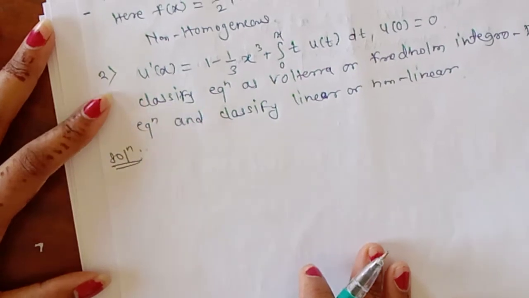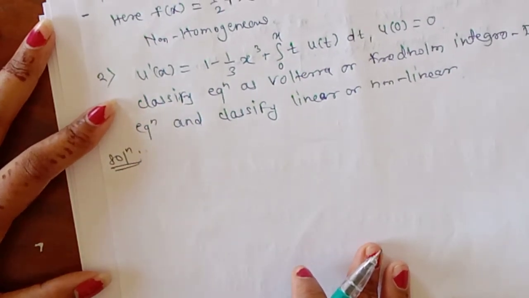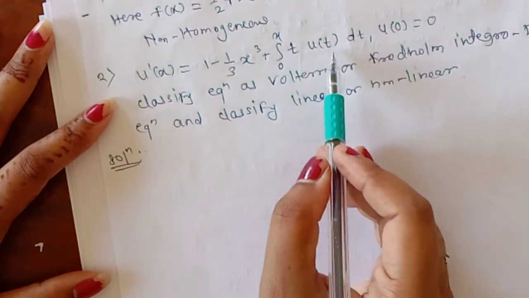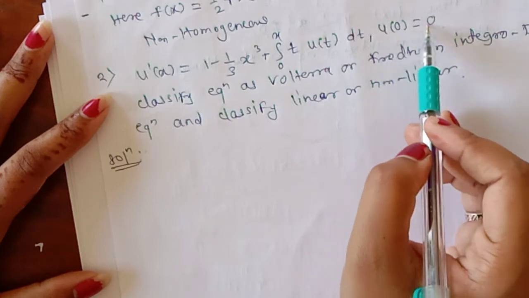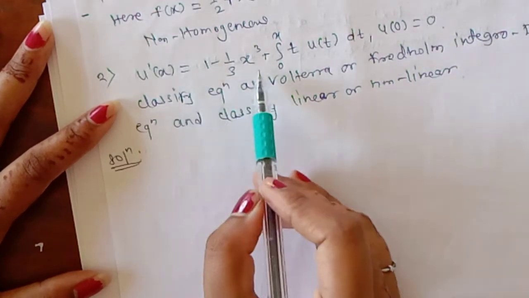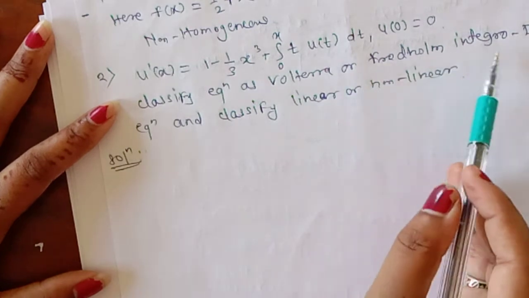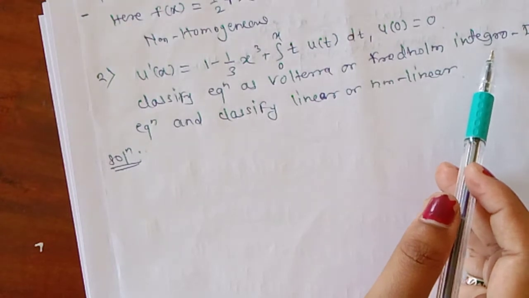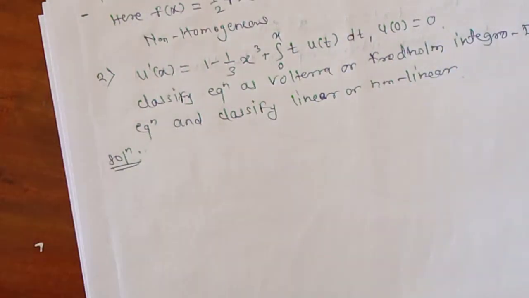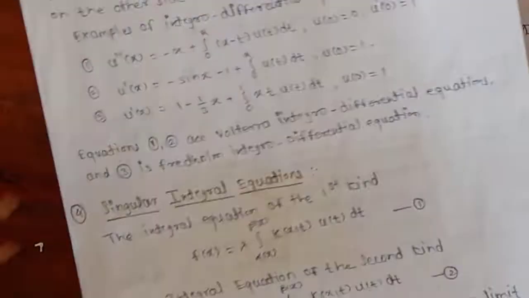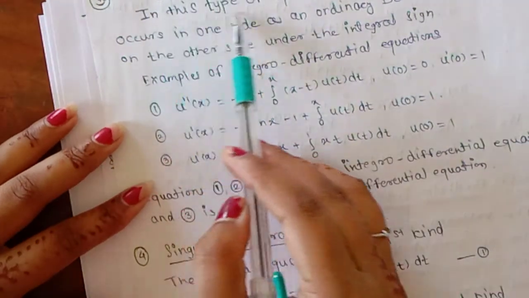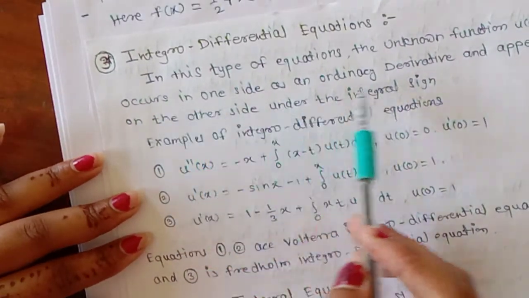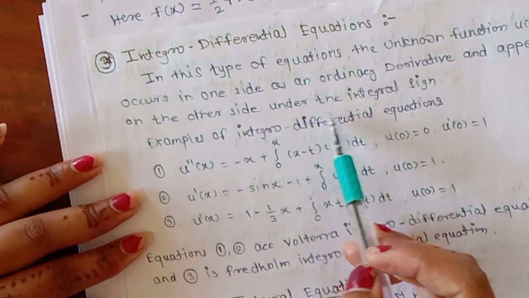The given equation is u dash of x is equal to 1 minus 1 by 3 x cube plus integral 0 to x of t u of t dt, with the initial condition u of 0 equal to 0. Now we have to classify this equation as Volterra or Fredholm integro-differential equation. We know the form of the Volterra and Fredholm integro-differential equation. In this type of integral equation, the unknown function u of x occurs on one side as an ordinary derivative and appears on the other side under the integral sign.